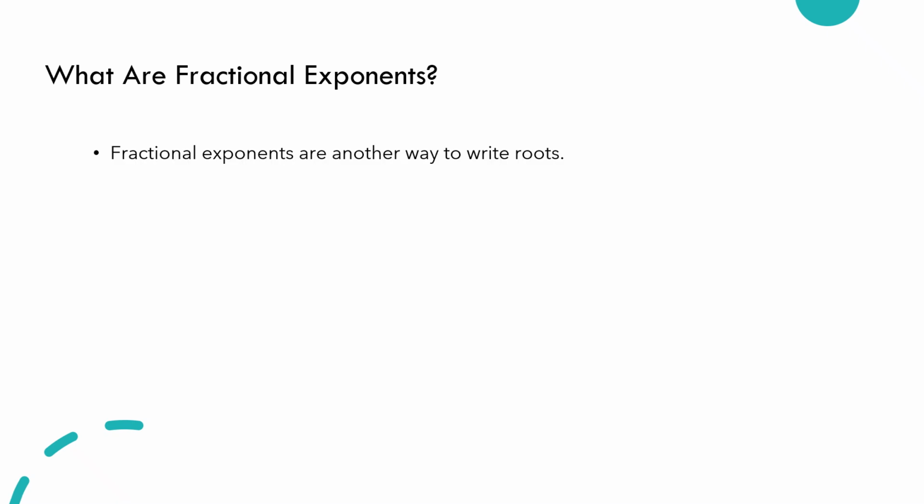fractional exponents are another way to write the roots. For example, if we say 16 to the power of a half, we could convert that to the square root of 16. If we say 27 to the power of a third, we could say that is equal to the cube root of 27.